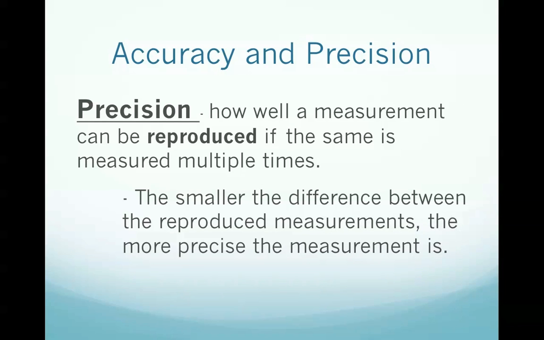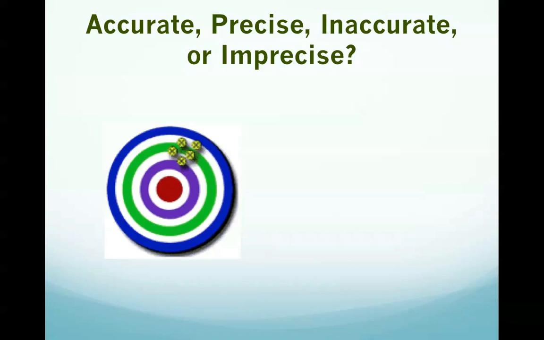The definition for precision is how well a measurement can be reproduced if the same thing is measured multiple times. And again, you can place that into your own words. It can also be explained in terms of the smaller the difference between the reproduced measurements, the more precise the measurements are. All right, so this bullseye diagram is a very common tool for explaining accuracy and precision.